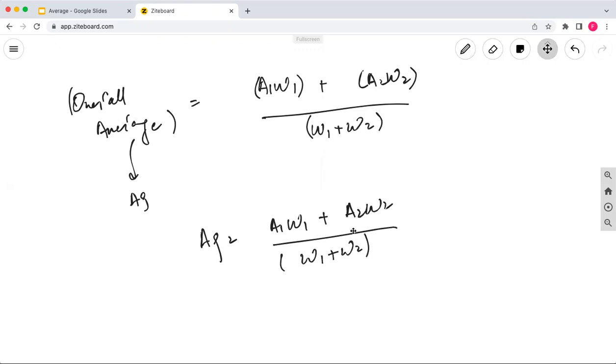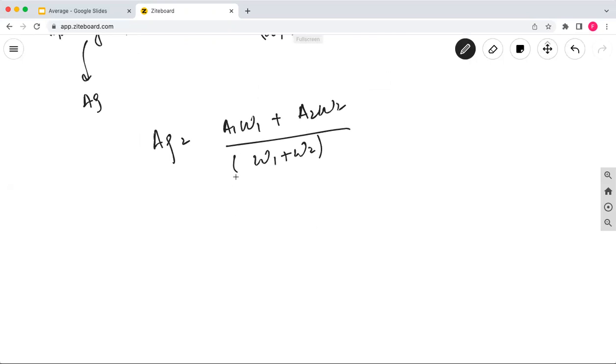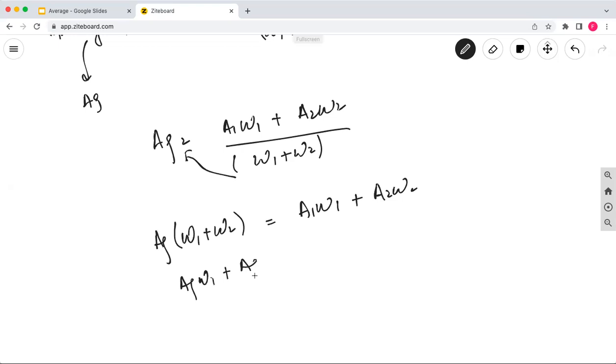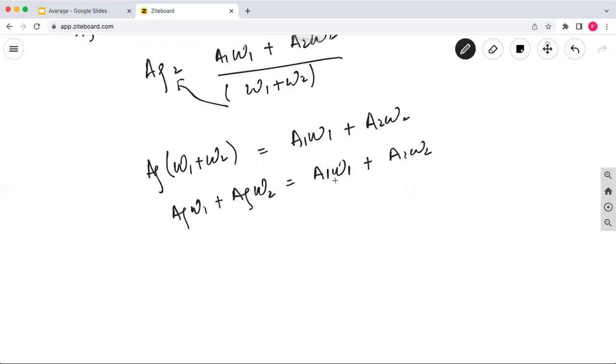Okay, so now try to simplify this formula. If I move this to the left side, this is AG into W1 plus W2 is equal to A1 W1 plus A2 W2. This will be AG W1 plus AG W2 is equal to A1 W1 plus A2 W2, and try to have common weights on each side. And for that, I will move W1 on one side and W2 on the other side. This will be AG W1 minus A1 W1 is equal to A2 W2 minus AG W2.